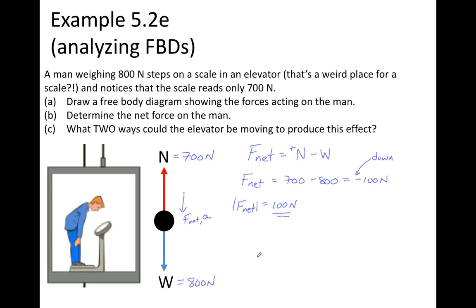There are two ways for this to happen. The first way is for the object to be moving downwards and increasing its speed. You've probably experienced this when you step on an elevator, press the button to go downwards, it starts moving downwards and is speeding up, and you feel lighter than you normally do. That is what's happening to the man here. He feels like he weighs less, but he doesn't actually weigh less.